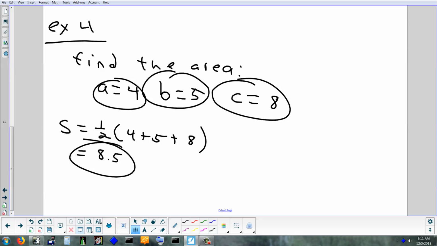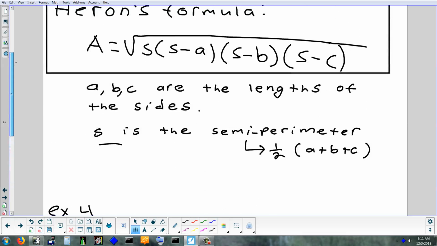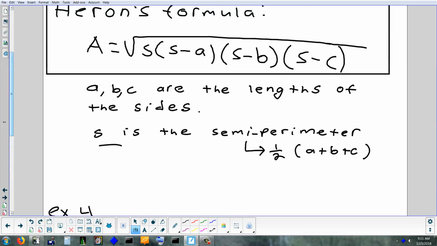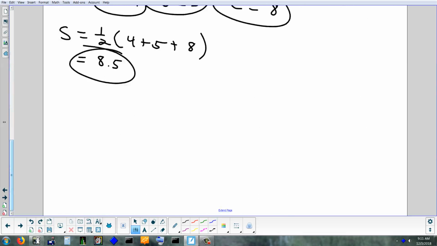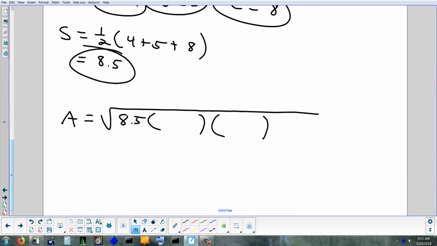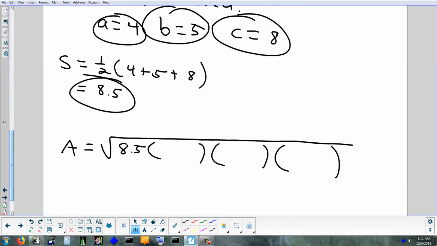So now we'll fill in those four things into the formula. So it's the square root of S times S minus every side. So the area is the square root of S times, and Joe, what's going to go in the first parenthesis? 8.5 minus 4. Yep. Eric, the second one? 8.5 minus 5. Yep. And Corey, the last one? 8.5 minus 8. Yep.